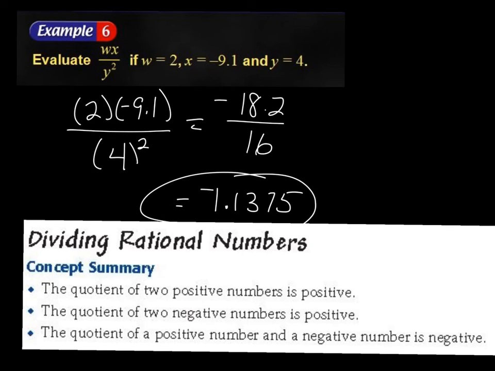The quotient of two positive numbers is positive. The quotient of two negative numbers is positive. The quotient of a positive and a negative number is negative.